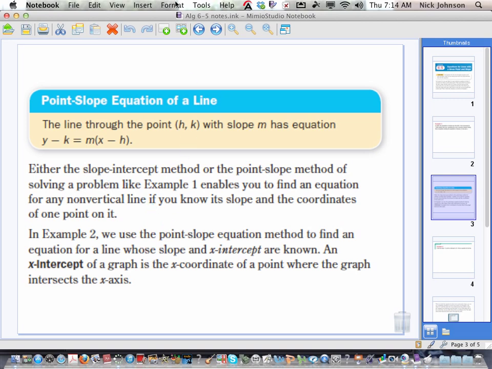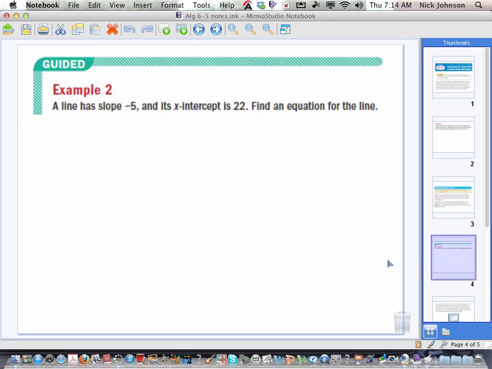It says either the slope-intercept method or the point-slope method of solving a problem like example 1 enables you to find an equation for any non-vertical line if you know its slope and the coordinates of one point on it. You have to know a point. You have to know slope. In example 2, we used a point-slope equation method to find an equation for a line whose slope and x-intercept are known. An x-intercept of a graph is the x-coordinate of a point where the graph intersects the x-axis.